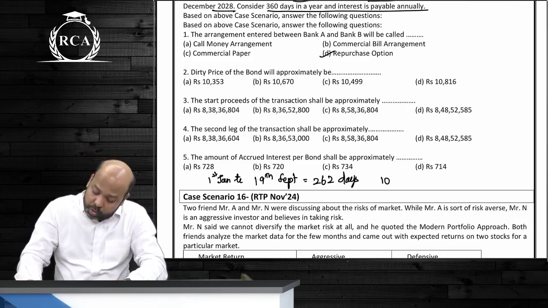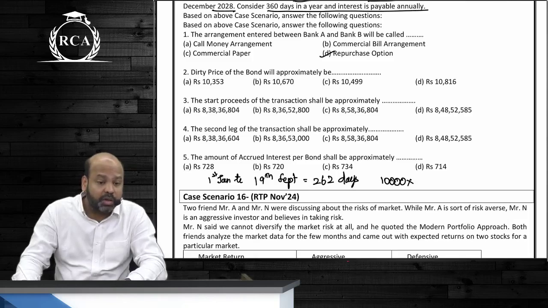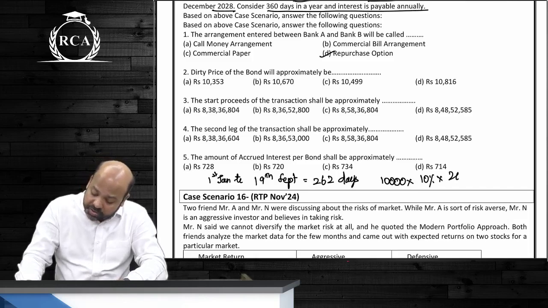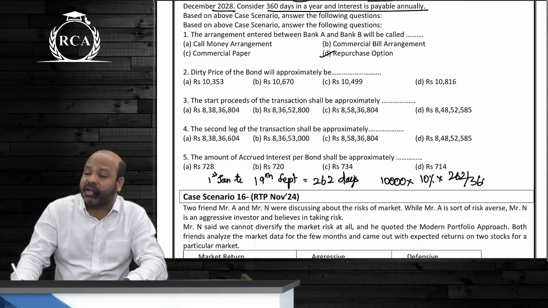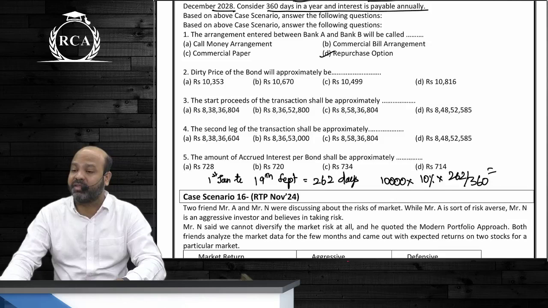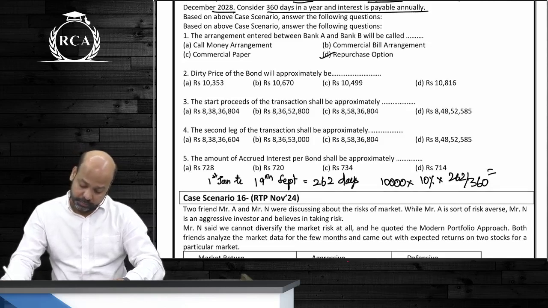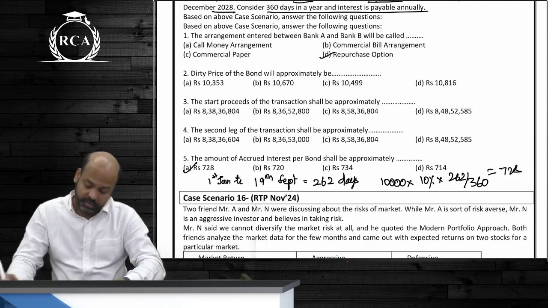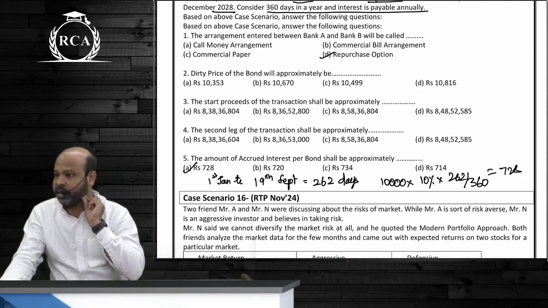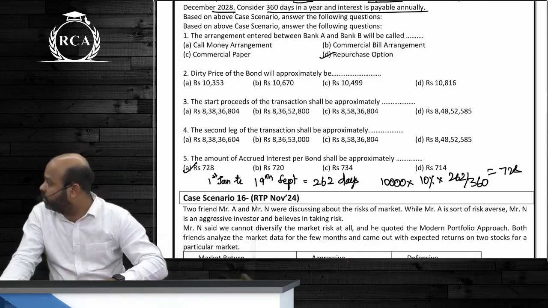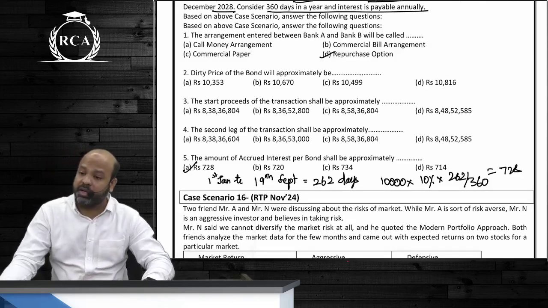How much will be your accrued interest? 10,000 rupees into the coupon rate, which is 10%, into 262 divided by 360. Why divided by 360? Question says consider 360 days in a year. How much will this become? According to this, 728. Correct?